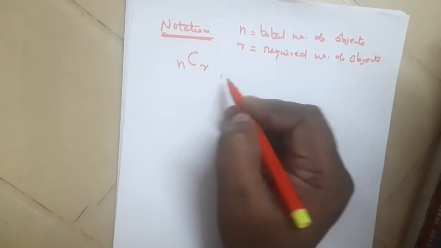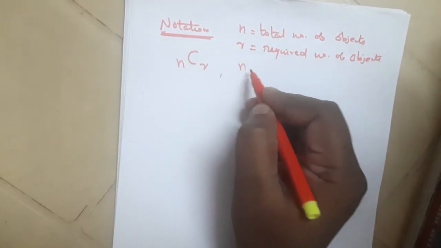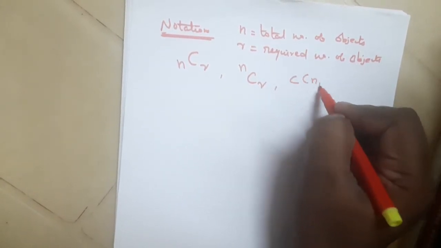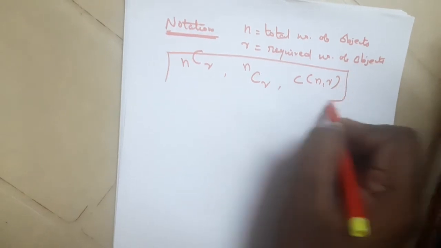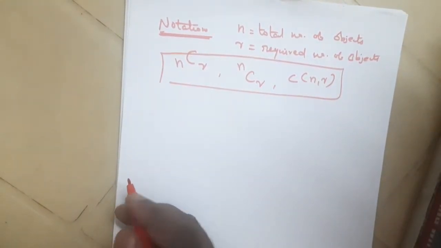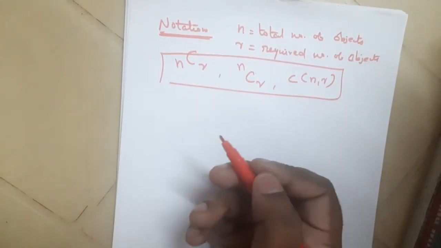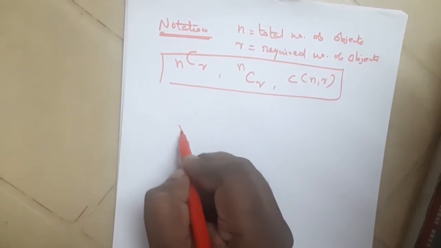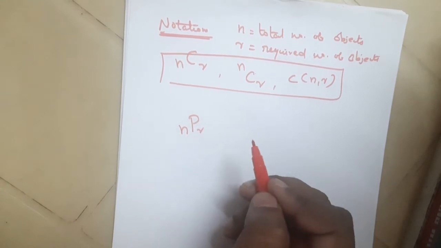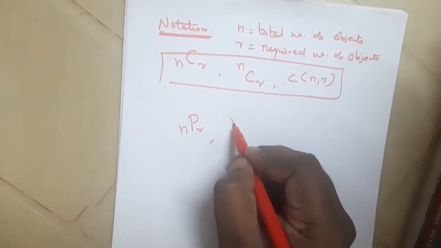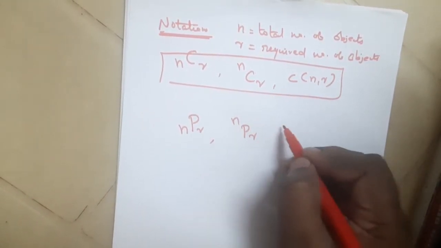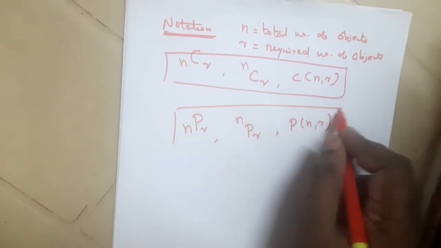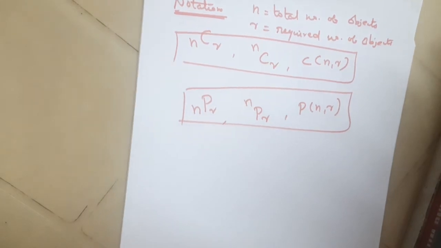Some other notations are nCr or C of n, comma r. These are notations for combinations. And what about permutation? The notation for permutation is NPR. Other notations are n, capital P, r, or P of n, comma r. These are notations for permutations.